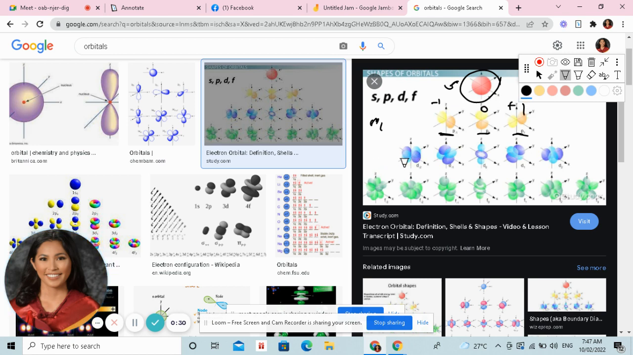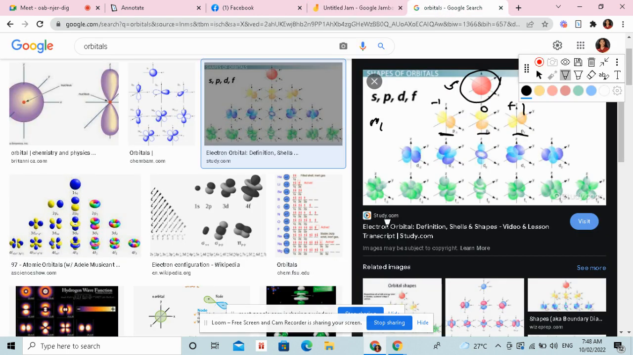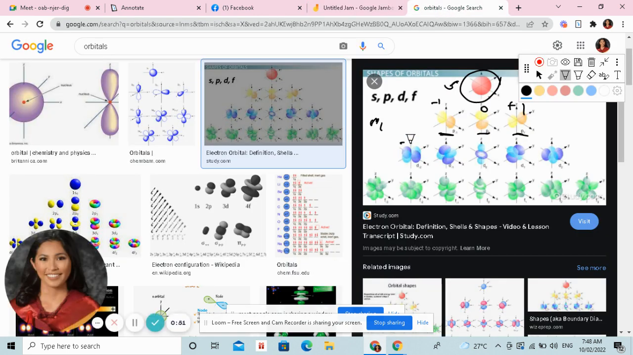Now we have d orbital. D orbital has L equal to 2. When L is equal to 2, we have five possible values, which are -2, -1, 0, 1, 2. So we have five orientations also: -2, -1, 0, +1, and then +2.